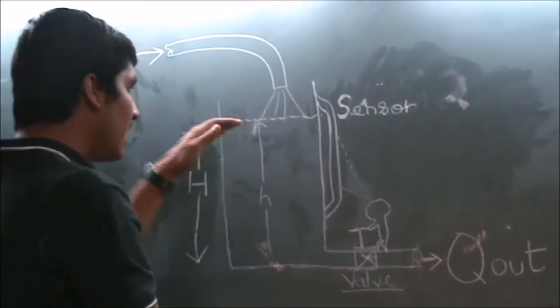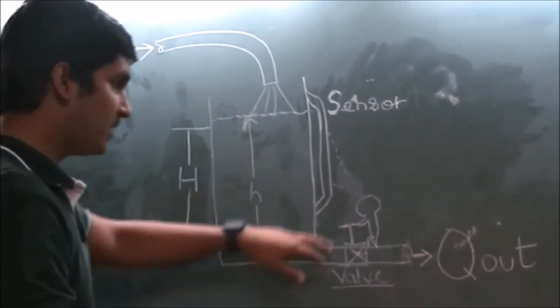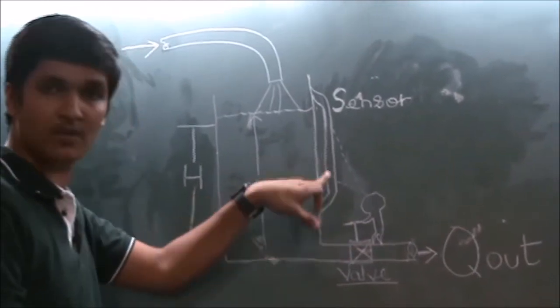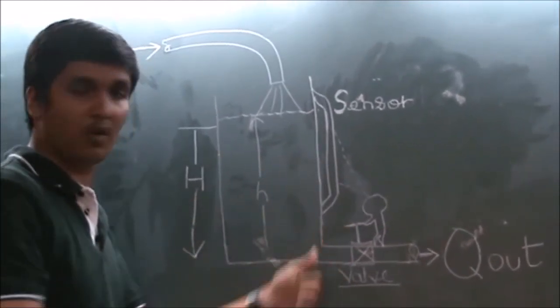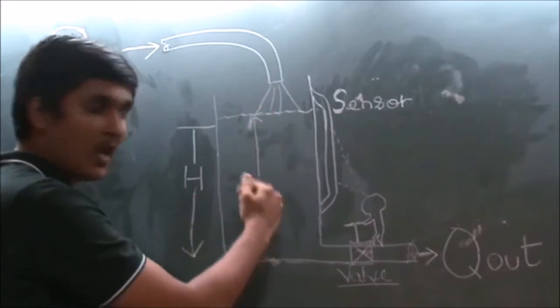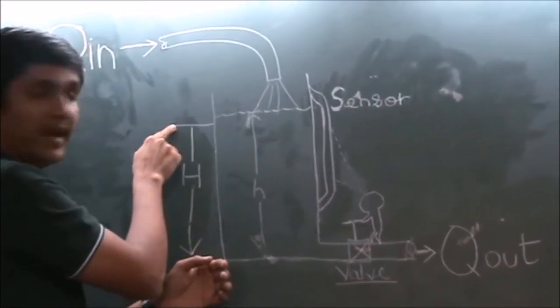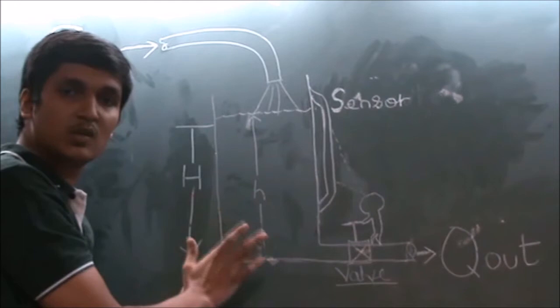Now when the level is above the height, what happens is human opens the valve. As soon as it opens the valve, the level of water drops down and it is maintained till the H height. So this is what is all about the human-aided control system.